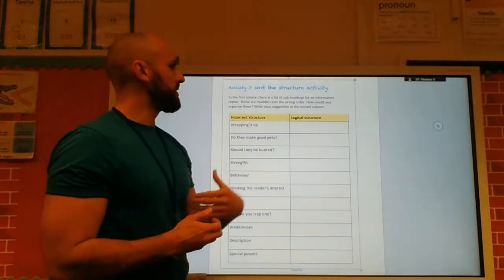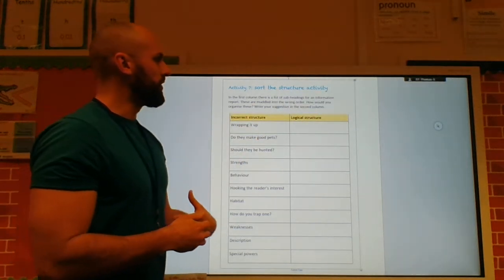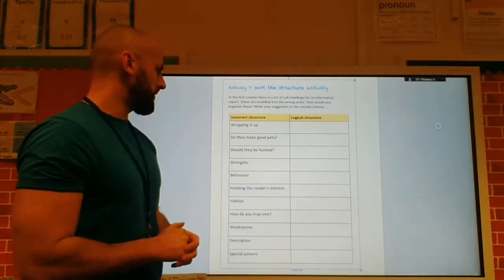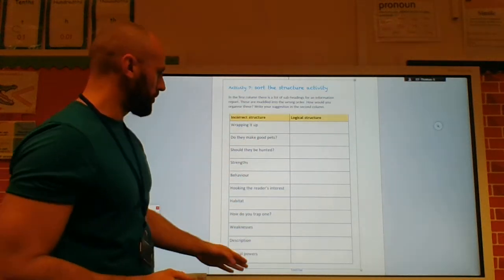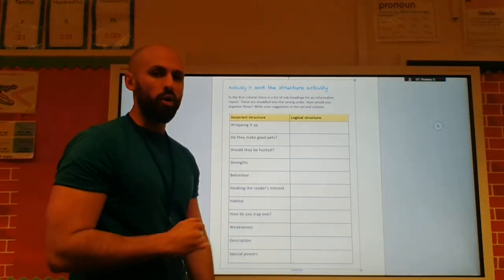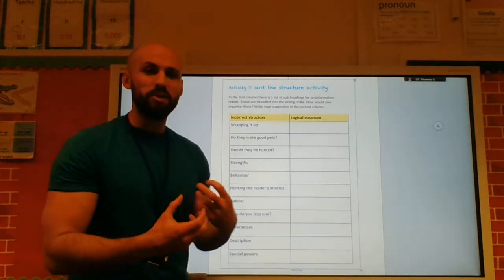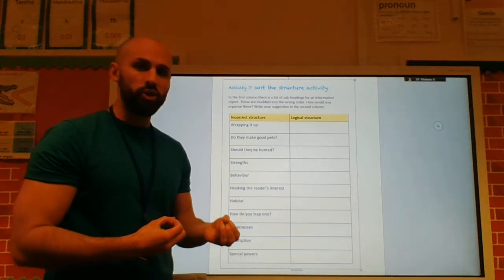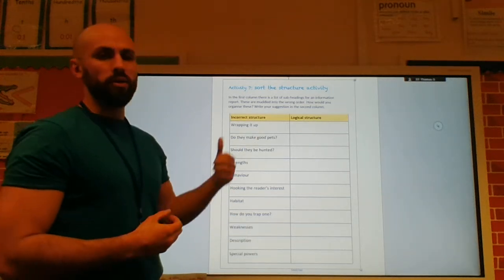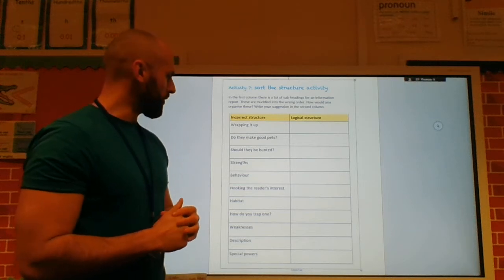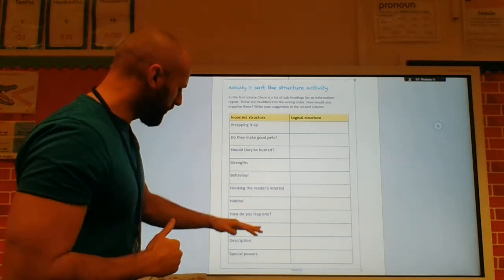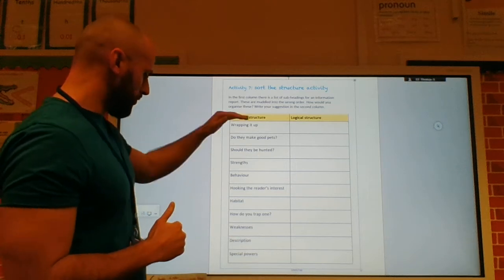The next one is to sort the structure of the activity. So, for example here, this is the incorrect structure because we start with wrapping it up. Well, that actually means when you wrap something up, that means you finish it. So that's clearly not going to go at the start. I'd also argue it doesn't go in the middle. There's a big clue. But also these other ones here, there's a bit more of a structure going on here as well.